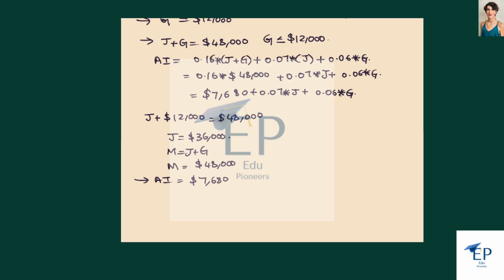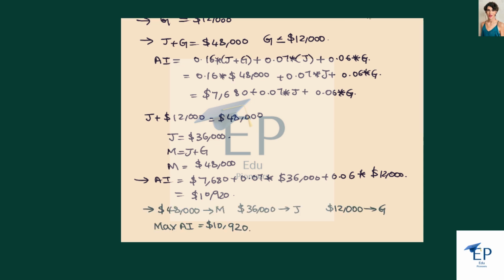So now the final maximized annual income is equal to 7,680 plus 0.07 times $36,000 plus 0.06 times $12,000. When solved, it gives the answer as $10,920. So as calculated, these are the values that the respective houses should have, and the maximum annual interest is equal to $10,920. I hope this video finds you helpful.